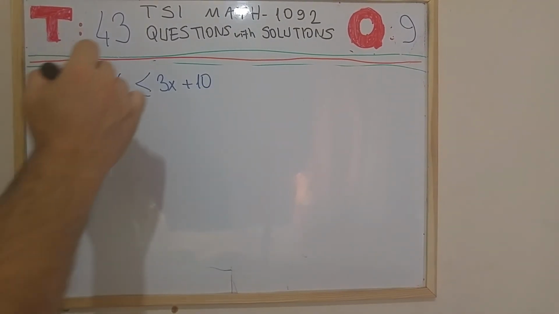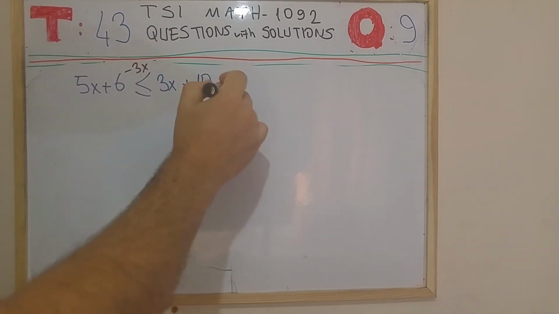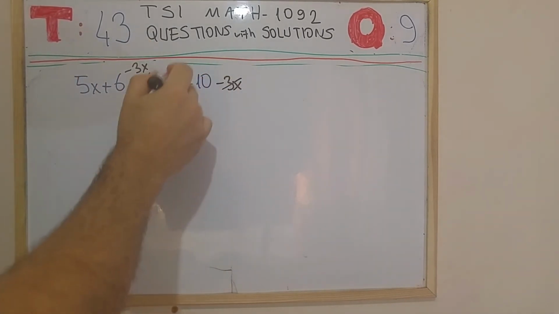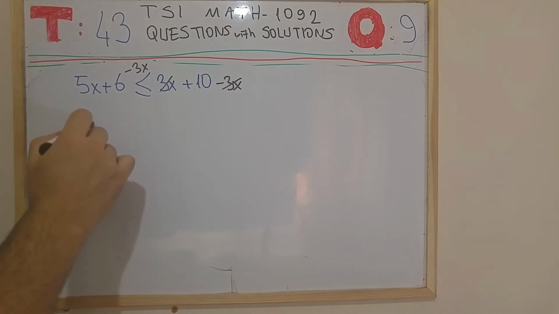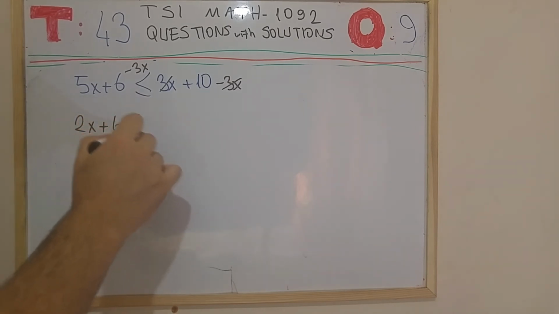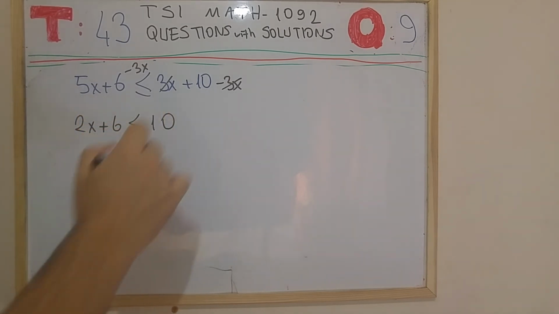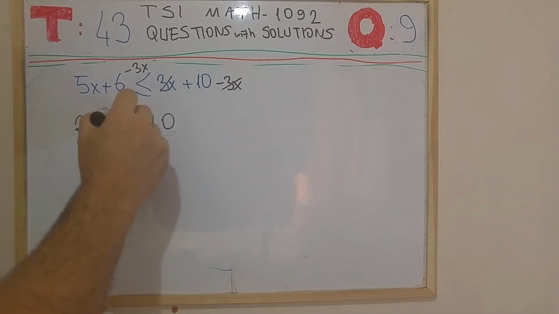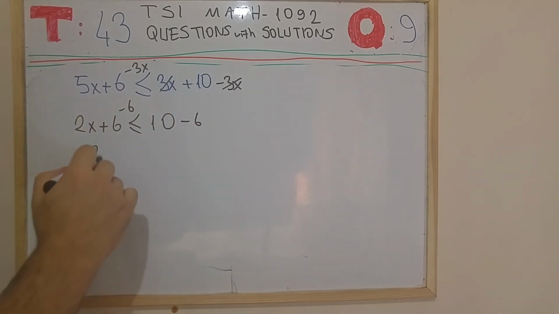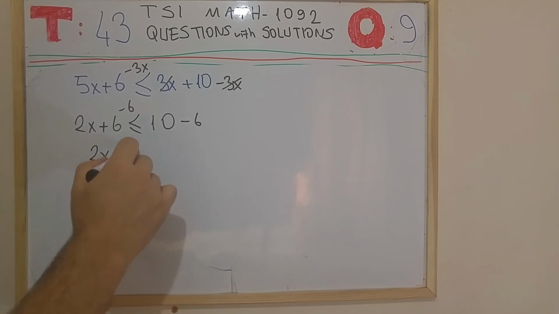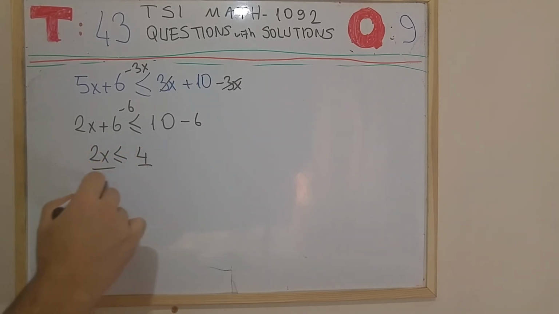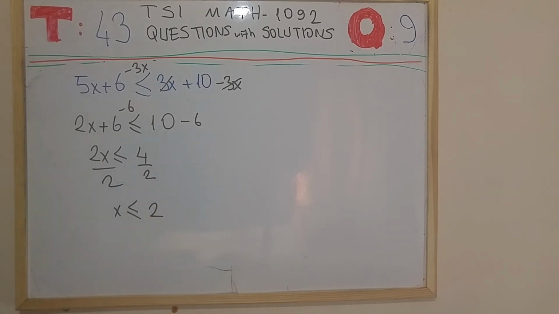Let's subtract 3x from each side. So what I have here is 2x plus 6 is less than or equal to 10. Now let's subtract 6 from each side. Now I have 2x is less than or equal to 4. When I divide each side by 2, x will be less than or equal to 2.